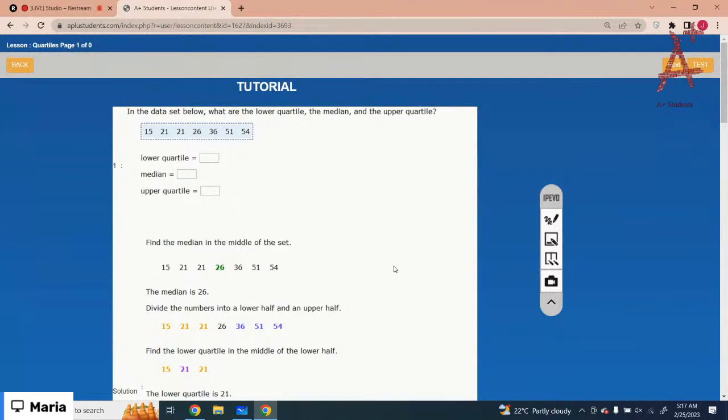So the lower quartile is the middle of the lower half. The lower half is 15, 21, 21. So the middle one is 21, and 21 is the lower quartile. And the upper quartile is the one in the middle of the upper half. In the upper half, you have 36, 51, and 54. That means 51 is the upper quartile.